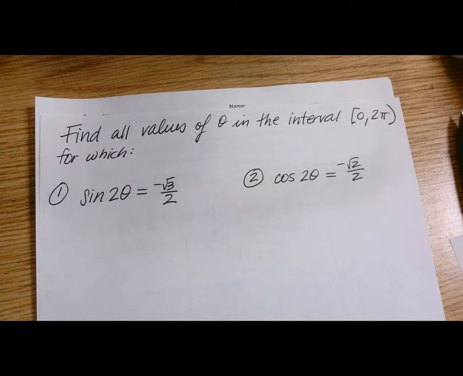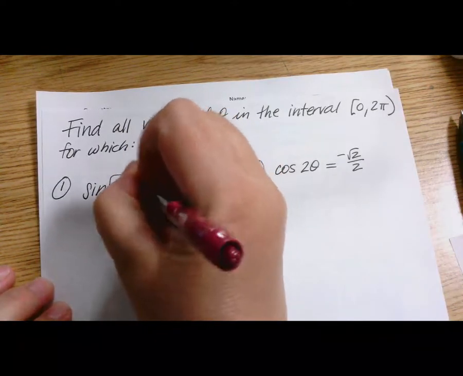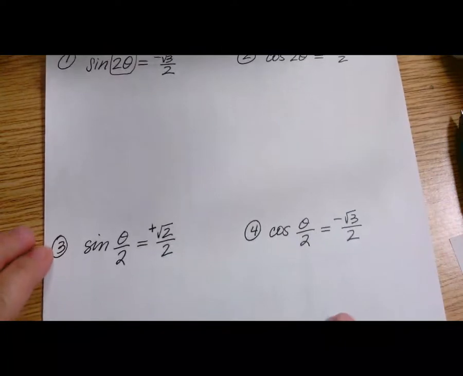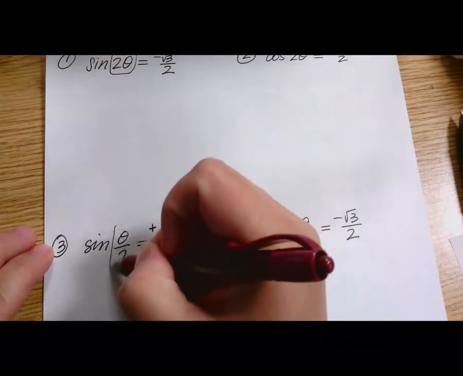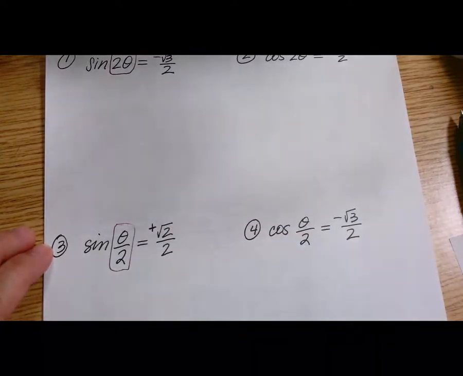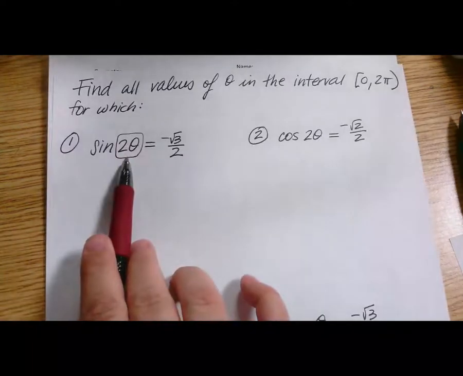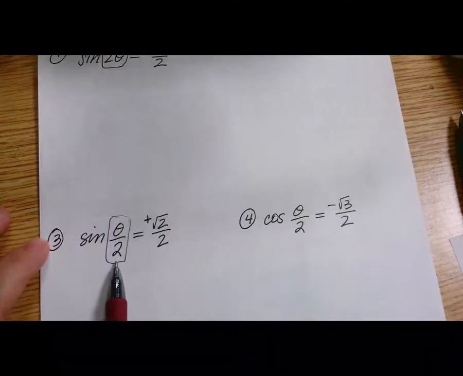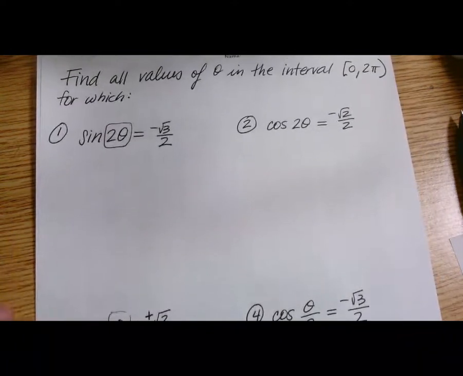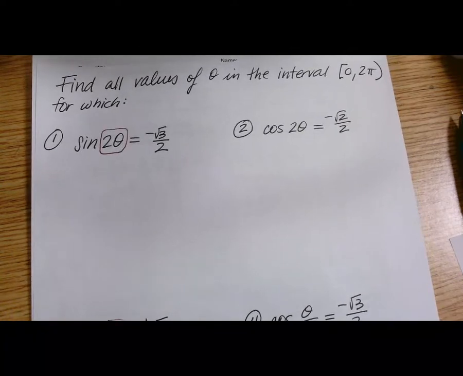Ones you see right here in front of you, where it's not just sine of theta or sine of x or anything like that, but it's got something else with it. 2 theta, for instance, or theta over 2. Those were the main ones that we've done, but it could be 3 theta, it could be 2 theta over 5. It could be any coefficient of your angle.